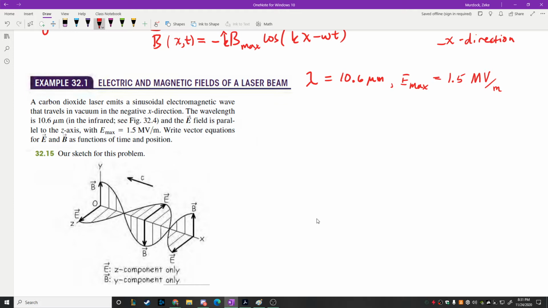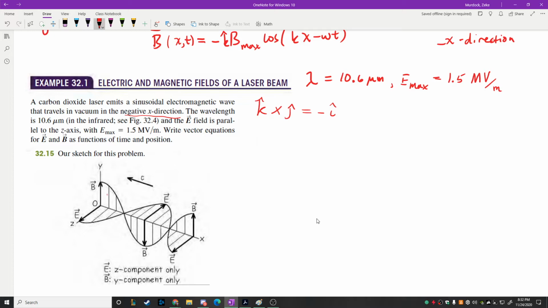Okay. Knowing that it's traveling in the negative x direction means that if the electric field is parallel to the z-axis, the magnetic field is going to have to be parallel to the y-axis. In order to make it travel in the negative x direction, we can acknowledge that if I do k hat cross j hat, that gives me negative i hat. So that's why this picture below will work just fine for what we want to do.